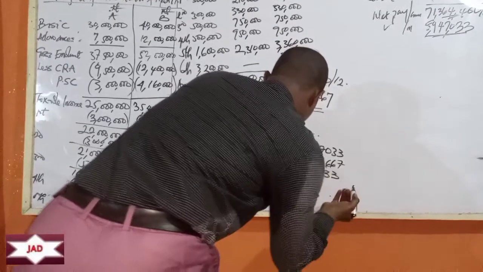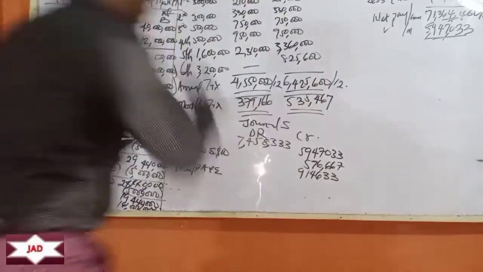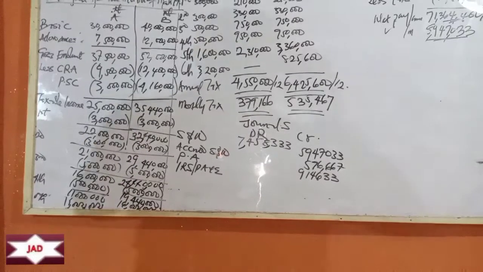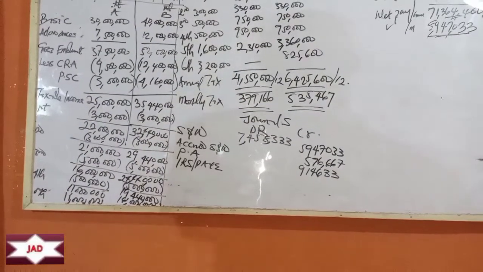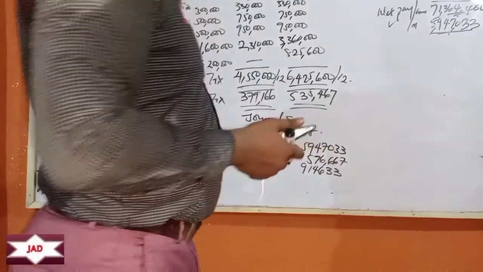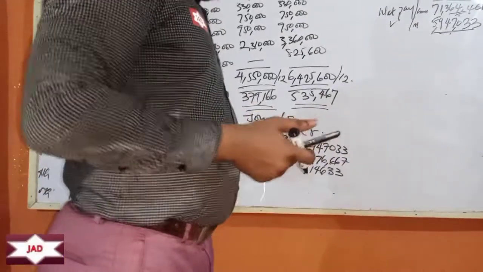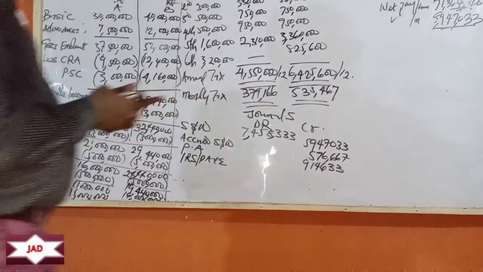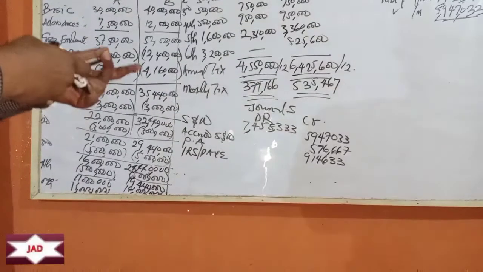914,633. That's it. So basically, this gives us the breakdown of the salaries and wages. So if you add these three, it should give you this. Otherwise, something is wrong, so we might have to check.